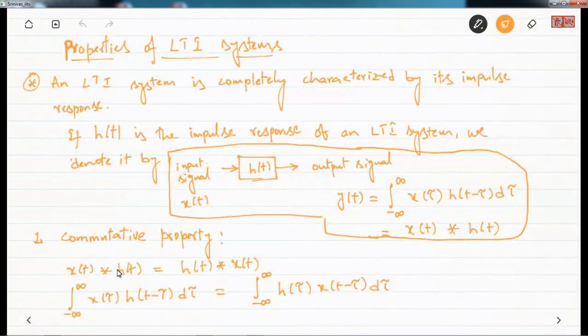You know that matrix multiplication does not follow the commutative property, just randomly picking one example. But here the convolution follows the commutative property.